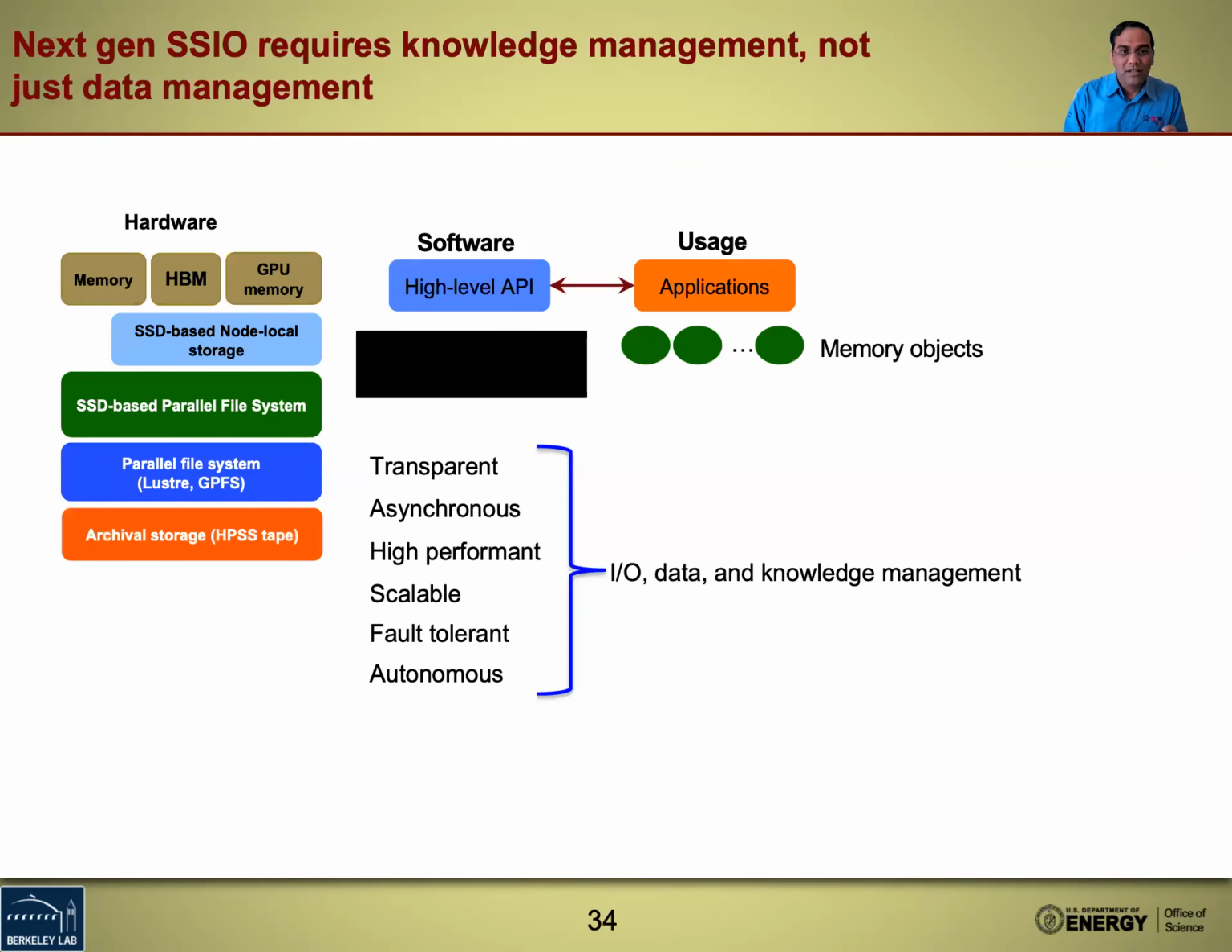So towards that, we have come up with next generation storage systems and I/O to manage knowledge and also make things easier. The applications would be providing the memory objects and calling the high-level storage APIs, and how the data is stored is more like a black box. Is it something feasible? Is what we have been trying. So transparent and asynchronous I/O and high-performant I/O, scalable, fault-tolerant, and autonomous.